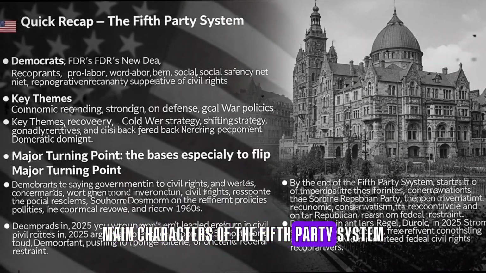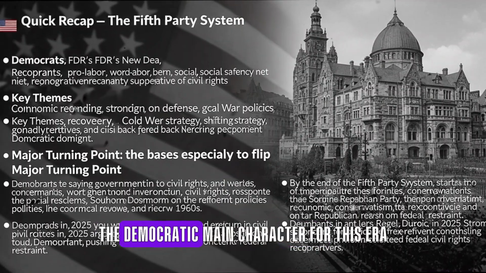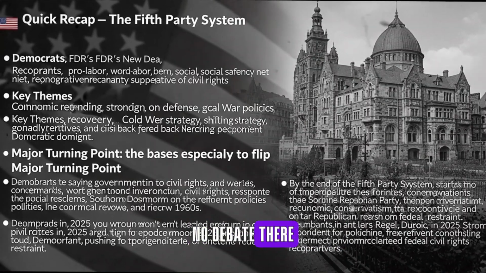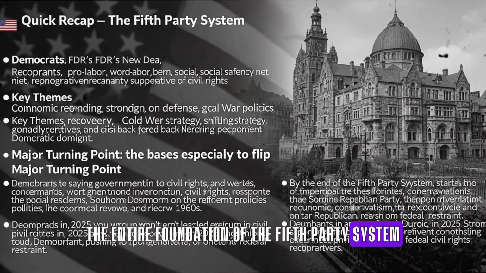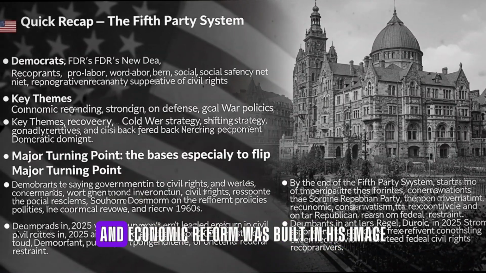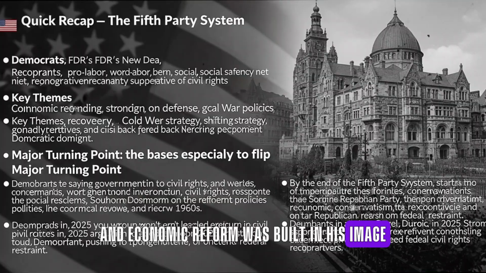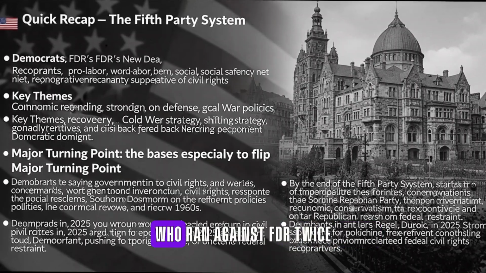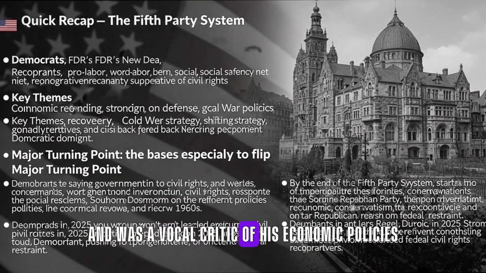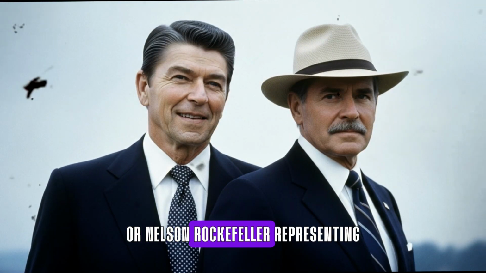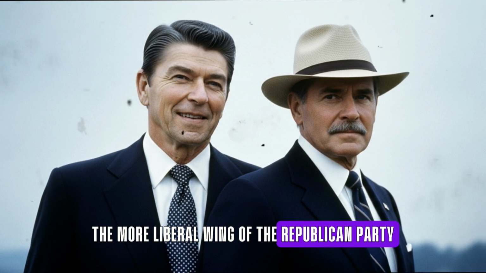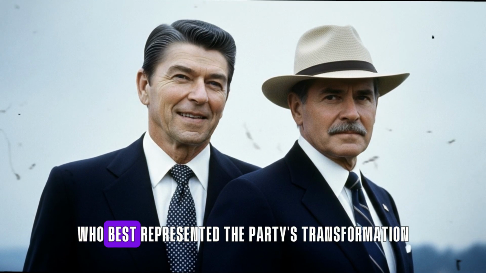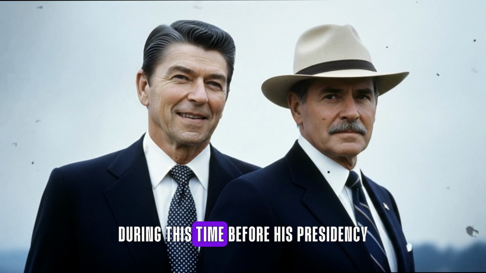Main characters of the fifth party system. As we established earlier, the Democratic main character for this era has to be Franklin D. Roosevelt. No debate there. The entire foundation of the fifth party system, the New Deal, the social safety net, and economic reform, was built in his image. For the Republicans, it's a trickier pick. You could make a case for Thomas Dewey, who ran against FDR twice and was a vocal critic of his economic policies, or Nelson Rockefeller, representing the more liberal wing of the Republican Party. But ultimately, I've chosen Richard Nixon as the Republican figure who best represented the party's transformation during this time.